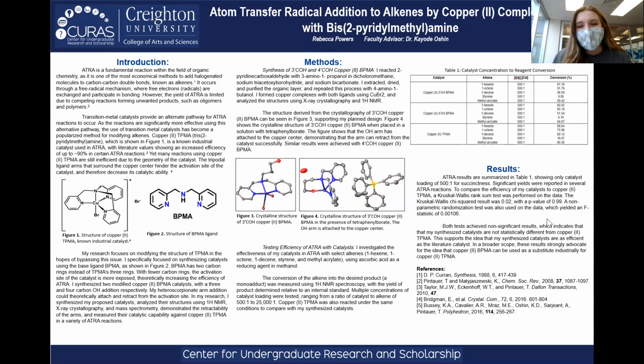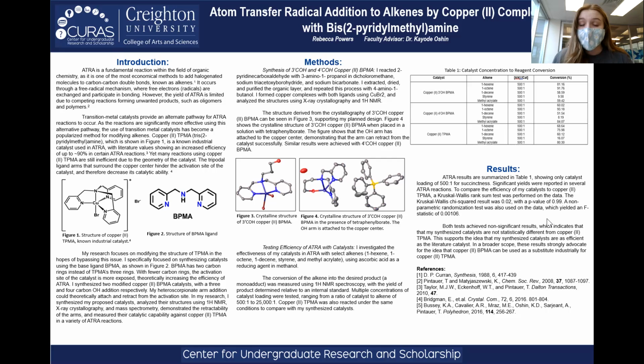So I have been researching with Dr. Coyote Oshin for 3 years now, ever since my freshman year. And we focus mainly on catalysis, which is how effective catalysts are in various reactions. So the reaction that we specifically focus on is something called atom transfer radical addition.